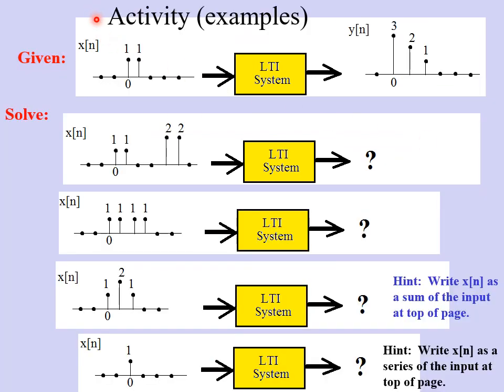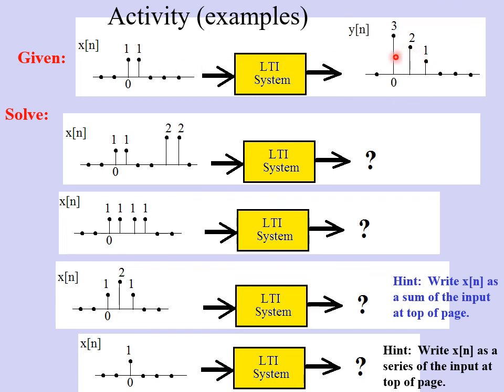So in this last set of activities for the chapter, again, this is extremely important that you understand and learn how to do this type of thing, because this tells us quite a bit about the properties of LTI systems. So in this one, we're given that this input sequence, x of n, now this is a discrete time system, obviously. If the input is two ones, all right, these are two unit samples or two delta functions, then the output of the system is a 3, a 2, and a 1.